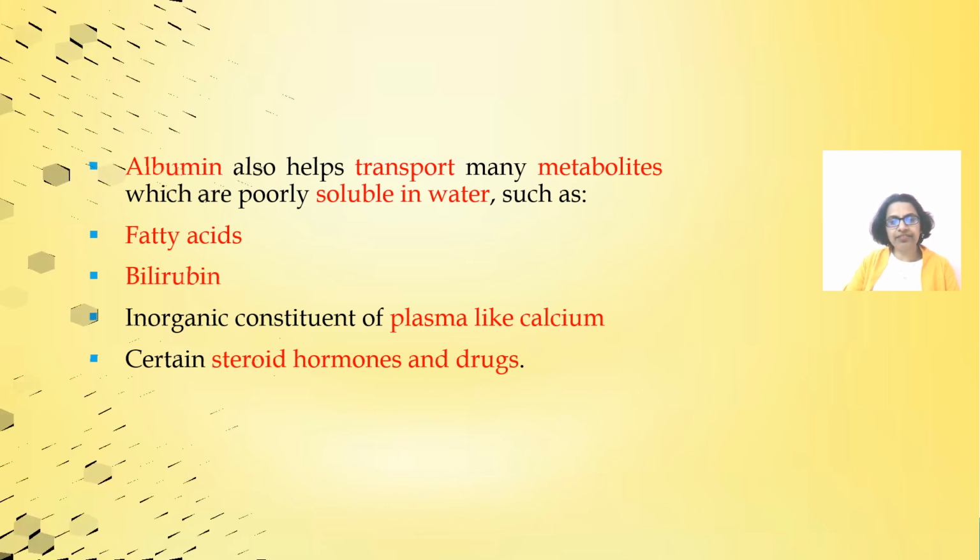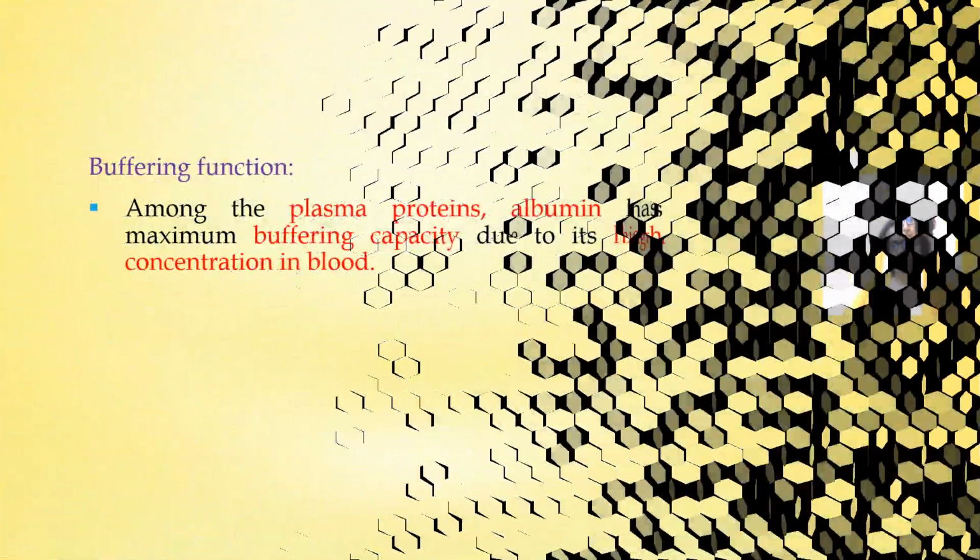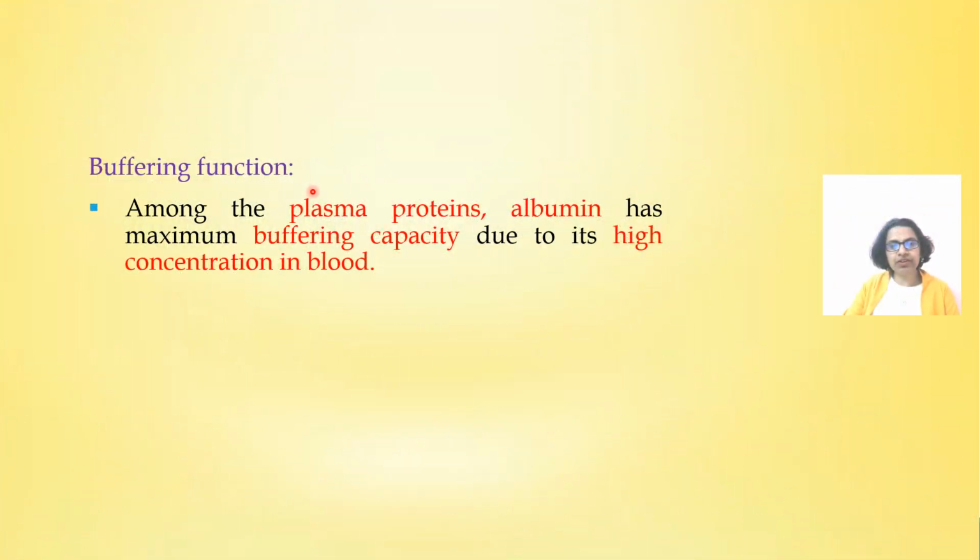Another function is the buffering function. Among the plasma proteins, albumin has maximum buffering capacity due to its high concentration in blood.